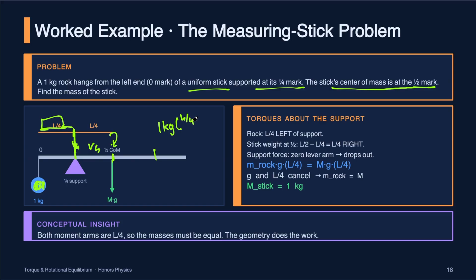And this is not just a force, remember. 1 kg is not a force, we need the actual force, which is going to be 9.8 meters per second squared, because that's mg, right? So 1 kg times g is 9.8 meters per second squared downward. So 9.8 L/4 is equal to the mass of the stick, concentrated at the 1/2 center of mass, which is just L/4 away.